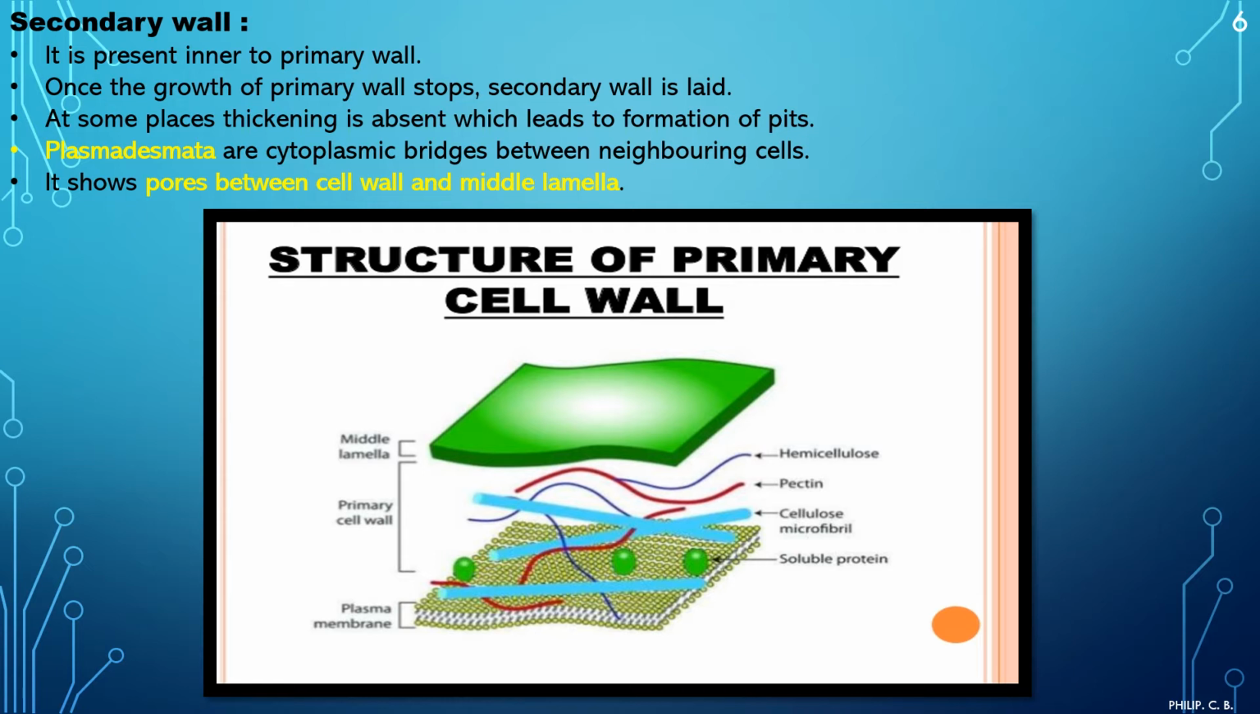Once the growth of the primary wall stops, the secondary wall is laid. At some places, thickening is absent, which leads to the formation of pits, meaning it is not thickened, because of which pits are formed. Then plasmodesmata. Now what is this? Plasmodesmata are cytoplasmic bridges between neighboring cells. So two cells are connected by these plasmodesmata. Further, it shows pores between the cell wall and middle lamellae. So we can say the exchange between these cells also takes place, and it also forms a bridge between the neighboring cells.